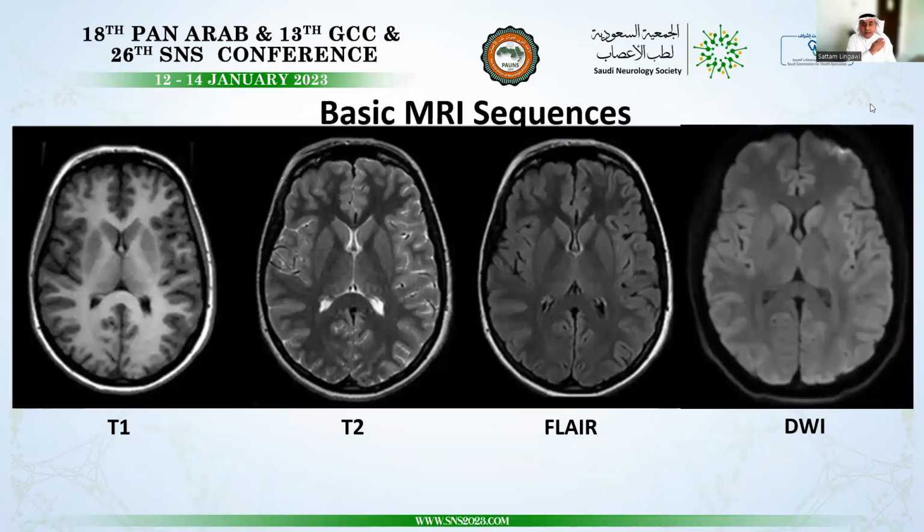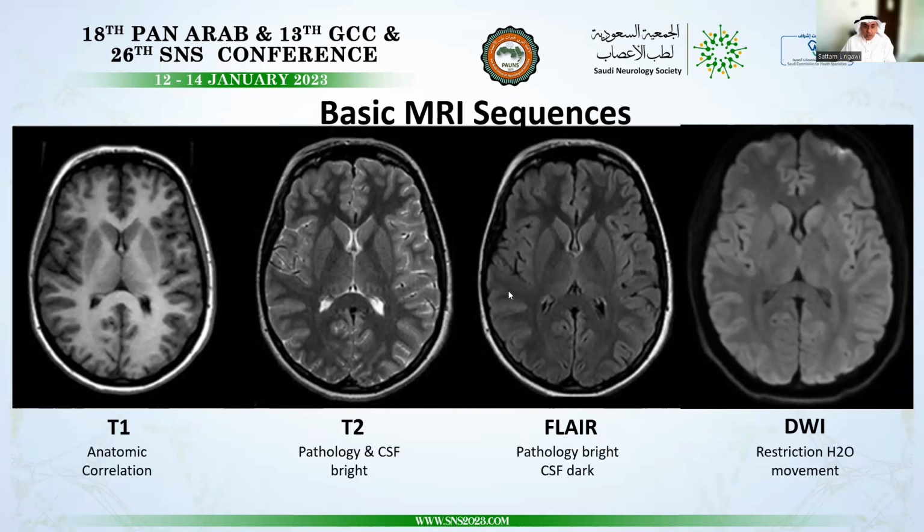Let me start by discussing and introducing the basic MR sequences that you're going to see in almost every single MR case, starting with the T1, the T2, the FLAIR, fluid attenuated inversion recovery images, and the diffusion weighted images. We use the T1 for anatomic correlation and localization of the lesion. We use the FLAIR and the T2 for identifying abnormal processes and pathologies.